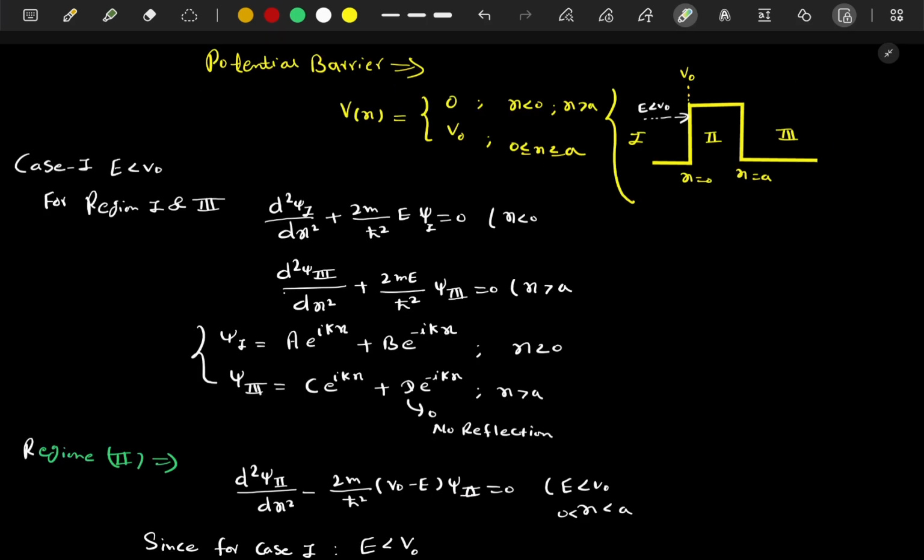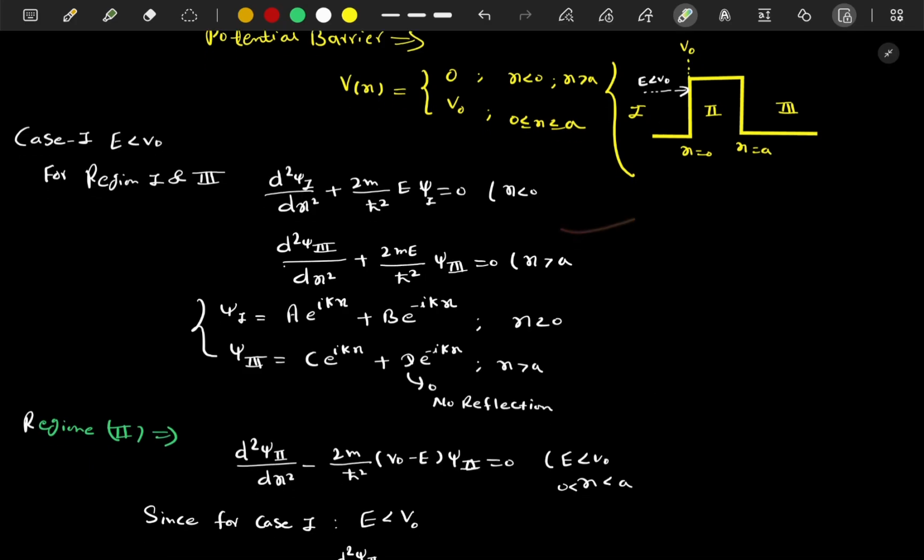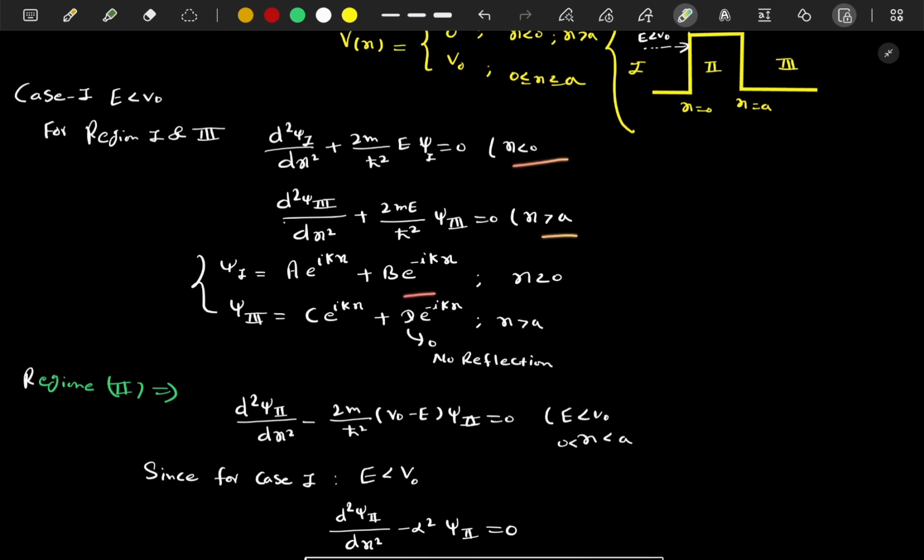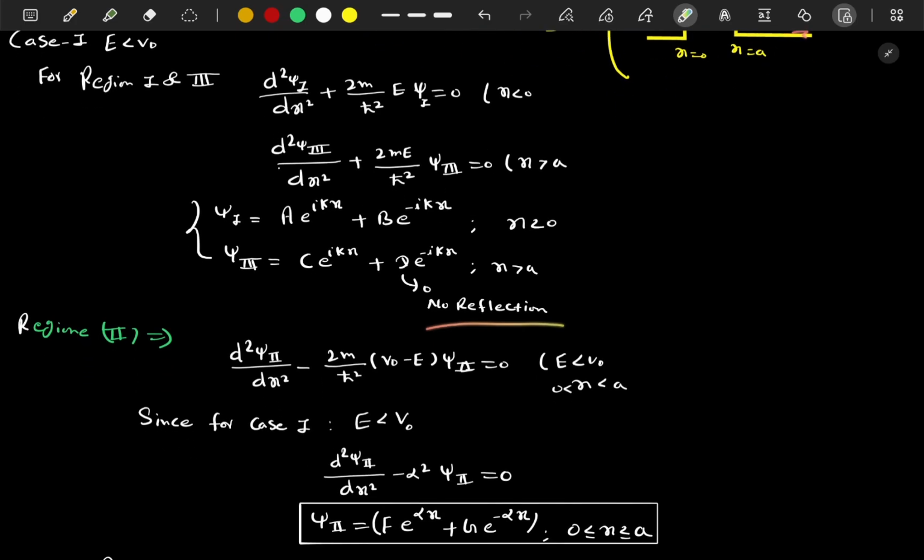Now we'll discuss the potential barrier. This is the potential barrier. There are three regions. In this region the potential is 0, and between these it is V naught. That's why we call it a potential barrier. Take the first case, when E is less than V naught. Region first and region third will be the same, so both equations will be the same and k will be the same. Only the boundary condition will be different. Both have the same coefficients A and B, and here we take coefficients C and D. In this part there is no boundary, so no reflection is possible, so D is 0 and only C is there.